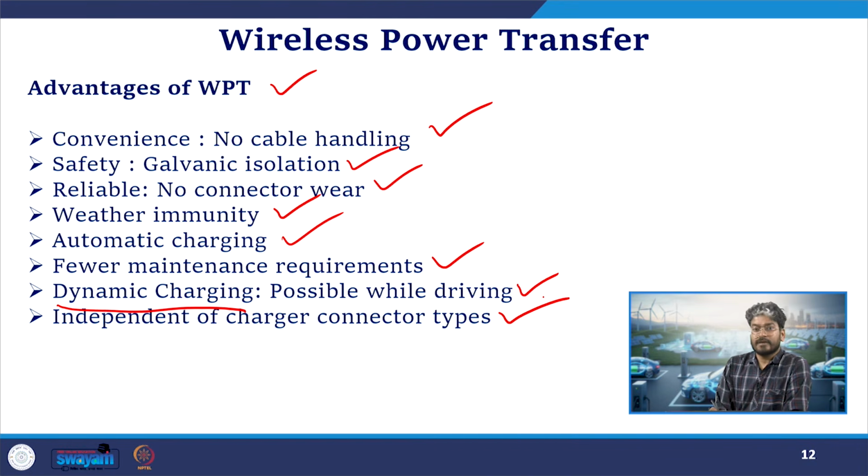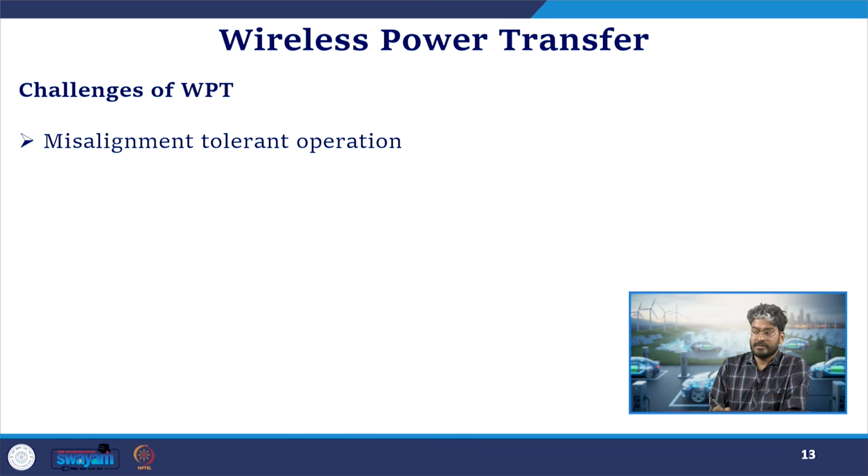Independent of charger connector types. We have gone through the types of connectors in the last few lectures, where we have seen that we have many types of standards and many types of connectors. In wireless charging, there is no connection between the electric vehicle and the transmitter coil or the source of the energy, so it is independent of the charger type. Otherwise, if we do not have wireless power transfer, I have to select a particular charging port or charging station which will be compatible with the connector available on my electric vehicle. Those limitations are eliminated when we go for wireless power transfer.